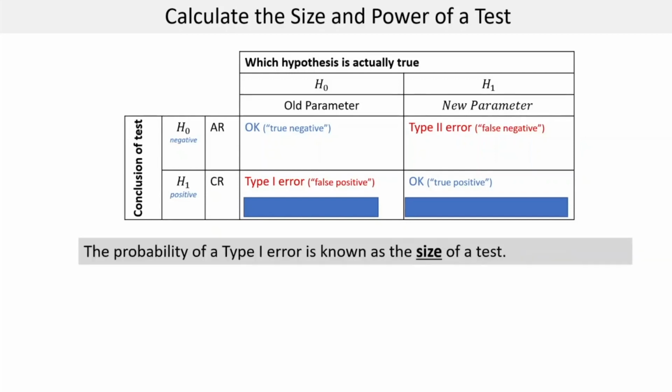The size of a hypothesis test is the same as the type 1 error. It's the probability of rejecting H0 when you shouldn't have. It's the probability of a type 1 error. So these two are synonymous. It's exactly the same process.